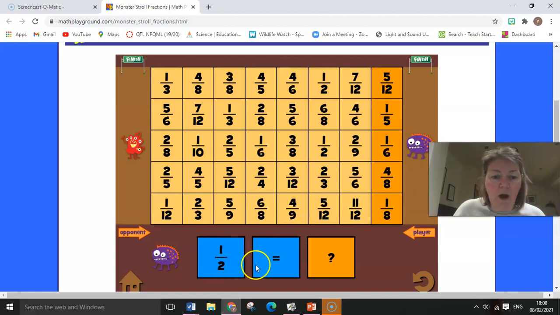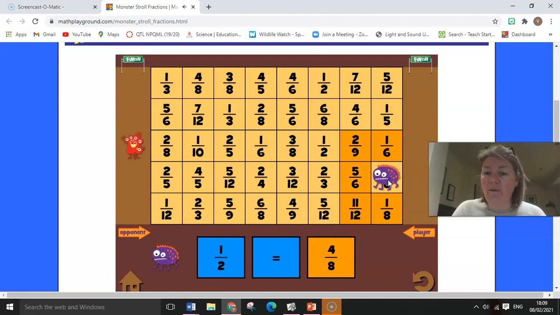So I've got 1/2 is equal to, and I've got to decide which one of these fractions 1/2 is equal to. So I could use my fraction wall, or I can use what I know about multiplying fractions. Well, if I multiply my 1 by 4, I'm going to get 4, and if I multiply 2 by 4, I'm going to get 8. So I can see that 4/8 is an equivalent fraction. So I'm going to move. Now my opponent's going to move.